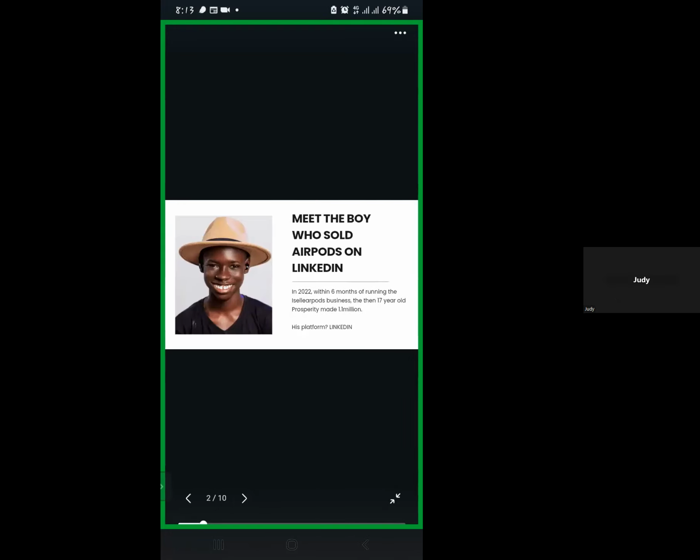There's a boy called Prosperity Oluwaferami, that's his surname. He's one person who has used LinkedIn to market and make sales of his business. I think that was 2022, last year. He made the announcement on LinkedIn of how he had made 1.1 million on LinkedIn just within 6 months of starting his business. And what does he sell? AirPods.